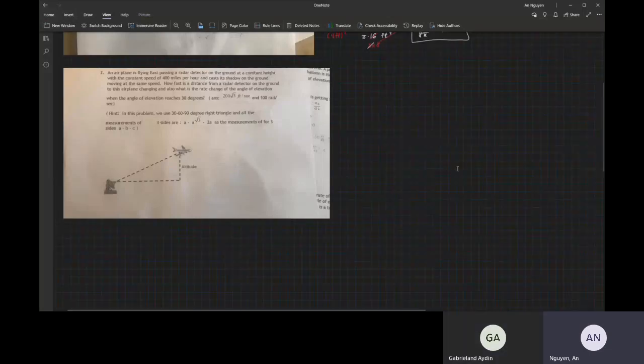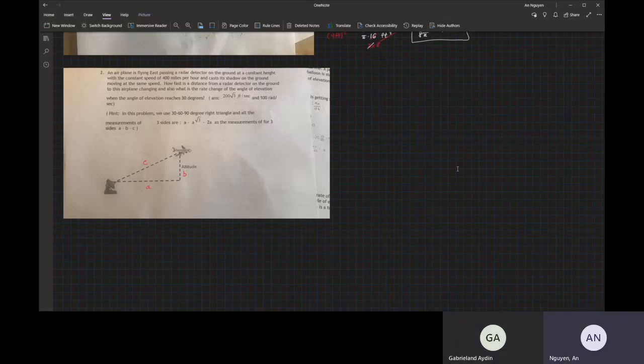Okay, so for this problem, we can see that the airplane is flying at a constant speed, 400 miles per hour. So if you look at the triangle that was shown here, let's call this one A, B, and C here. And then we know that this is flying horizontally.